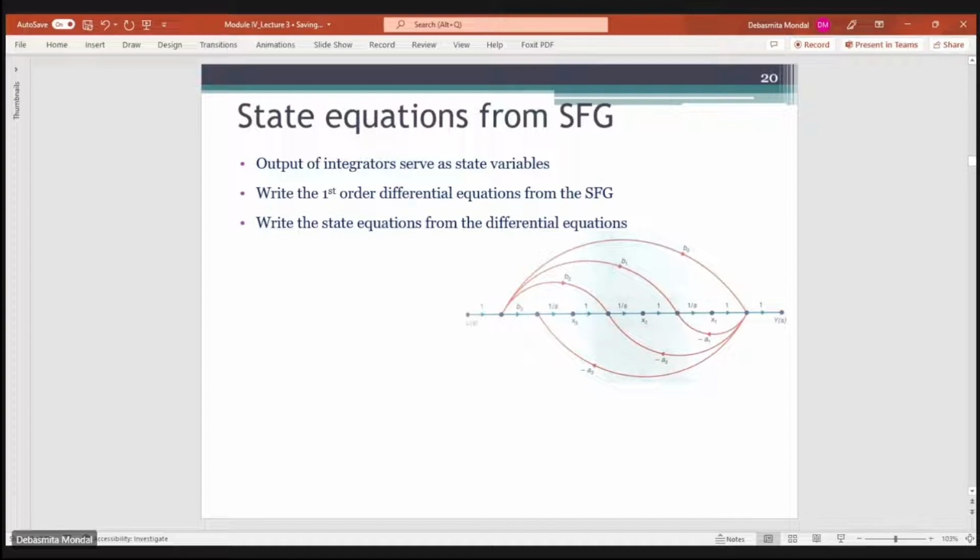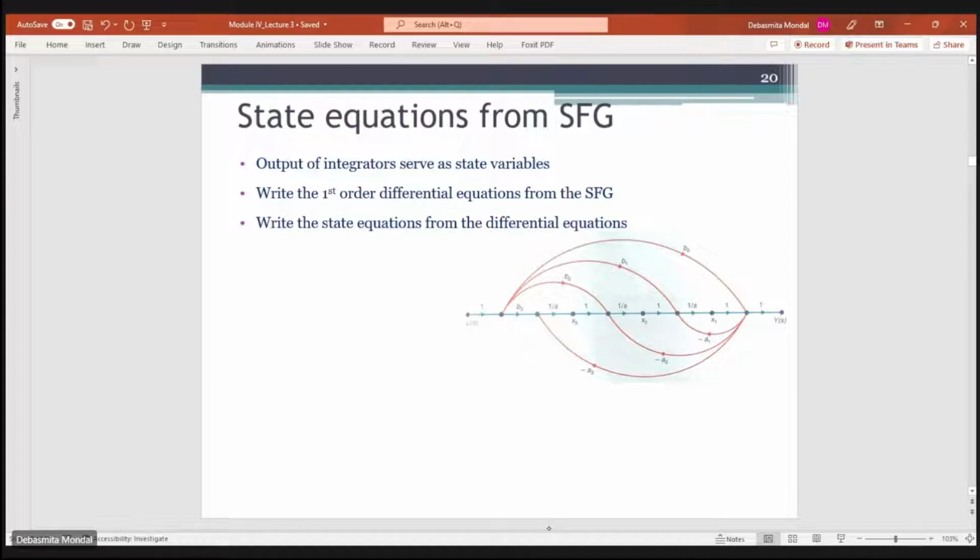So we have seen how to derive state equations from a transfer function, or how to find the transfer function from the state equation. Now we'll see how to relate the state equations with signal flow graphs. By this time you should remember this by heart: the outputs of integrators serve as the state variables.